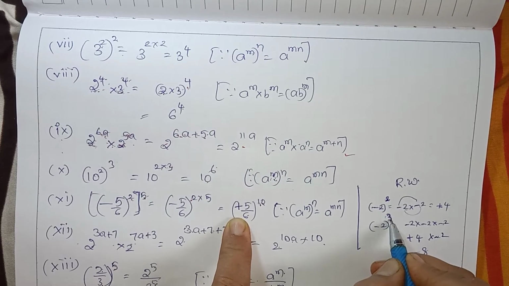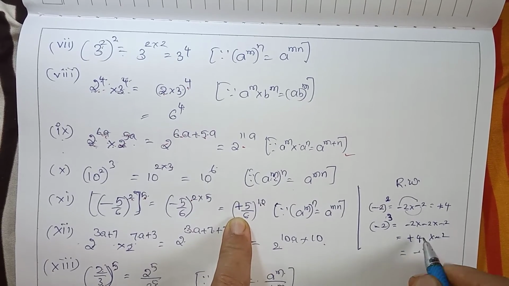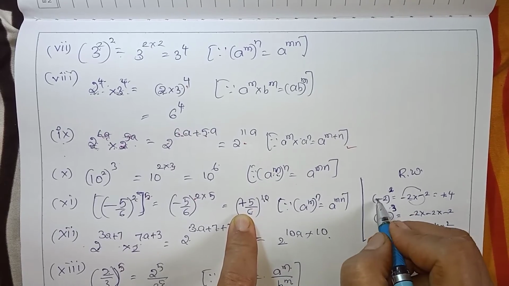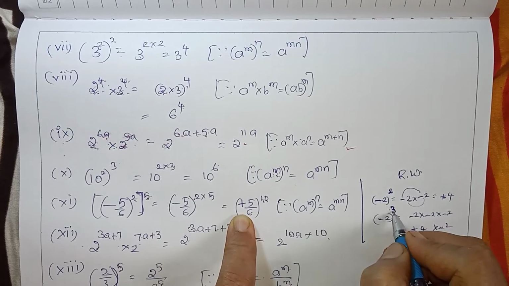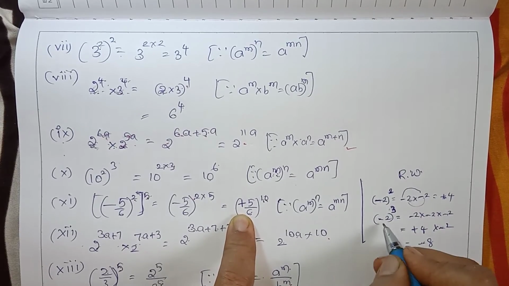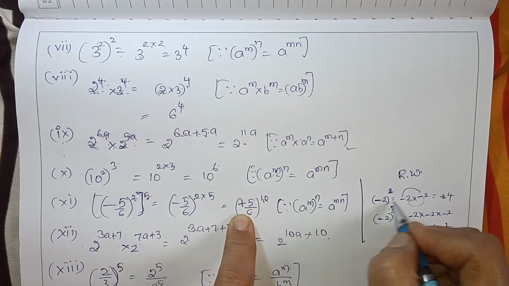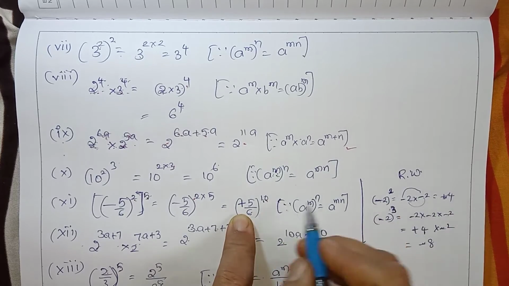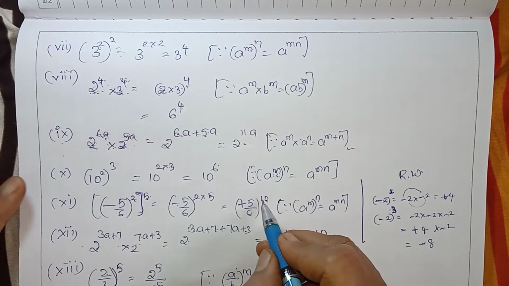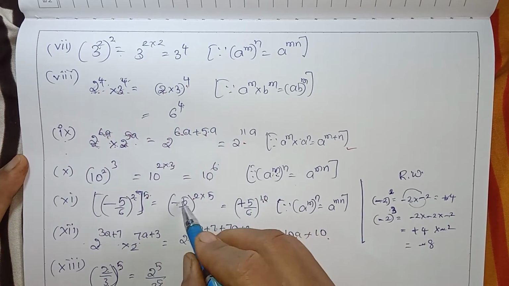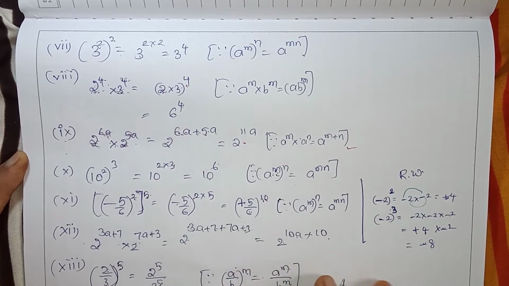See, whenever the power is odd, the negative stays negative. The negative symbol will be the same negative only. If the power is even, the answer would be positive. Okay, so if the power is odd, then negative becomes negative only in the result. And if the power is even, the result will be positive. Okay, in that way, here (-5/6)^(2 into 5) is 10. So minus becomes plus because of the even power, plus 5 by 6. Okay, next question.